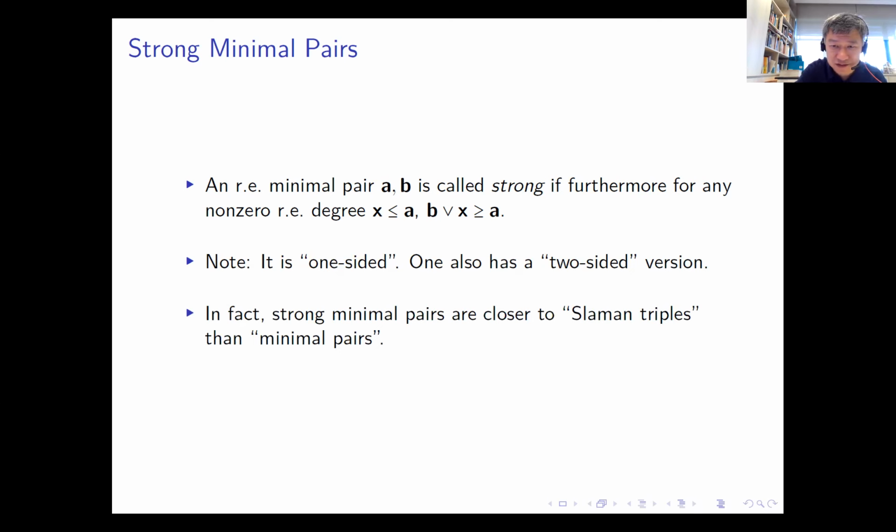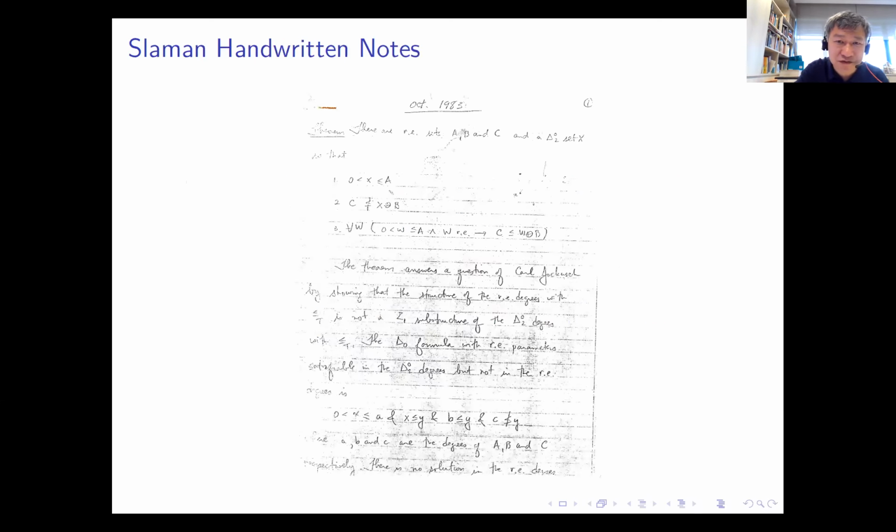Let me define Slaman triple. First there's a very ancient handwritten note by Ted Slaman, with a date there, October 1983. At that time, probably Xerox played the role of the archive now, and people were copying the handwritten notes. Slaman studied RE degrees, and the motivation was to answer a question of Carl Jockusch. Jockusch asked whether the RE degrees form a Sigma 1 elementary substructure of the Delta 2 degrees.